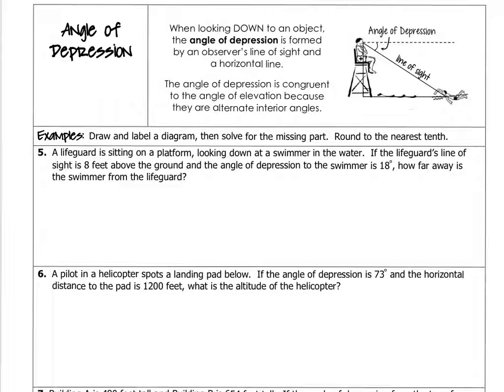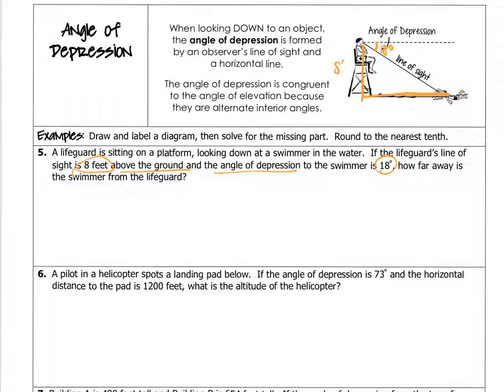Next, let's look at an example of angle of depression. So a lifeguard is sitting on the platform looking down at a swimmer. I'm actually going to use this example, the graph on top. If the lifeguard's line of sight is 8 feet above the ground, so in other words, this part is 8 feet above the ground, and the angle of depression to the swimmer is 18 degrees. So this is 18 degrees. How far away is the swimmer from the lifeguard?